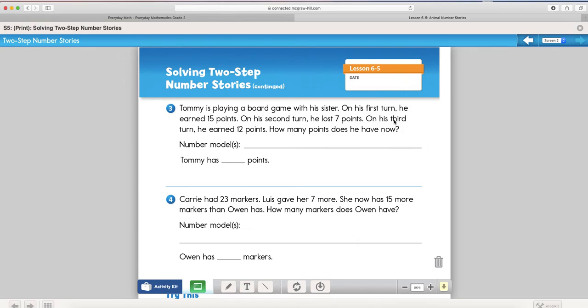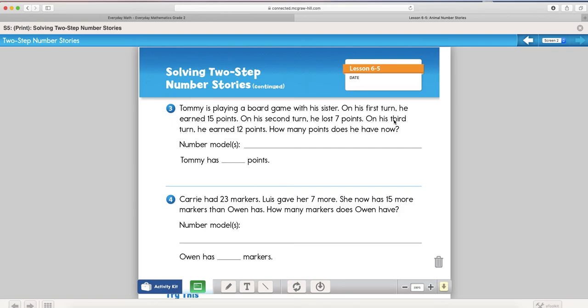Okay. We have Tommy. Tommy's playing a board game with his sister. On his first turn, he earned 15 points. On his second turn, he lost 7 points. On his third turn, he earned 12 points. Now, how many points does he have? How many points does he have now?